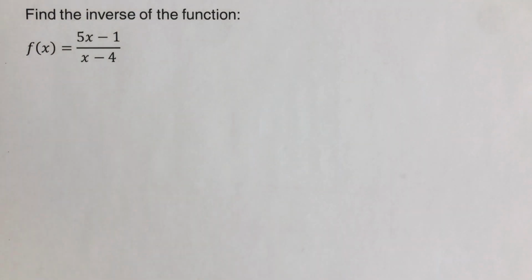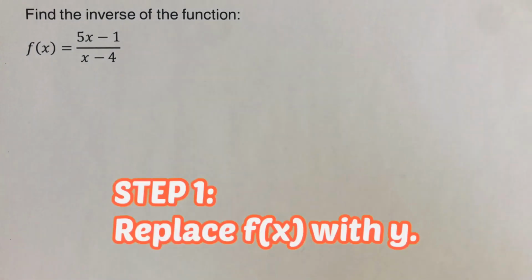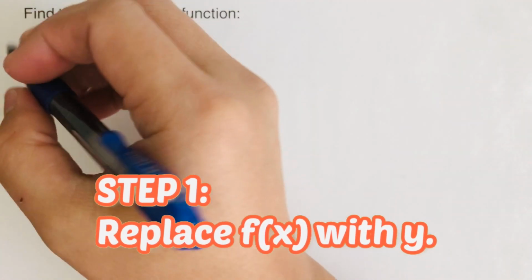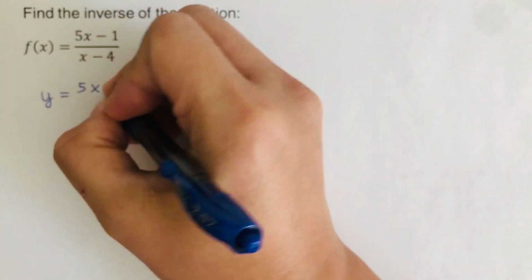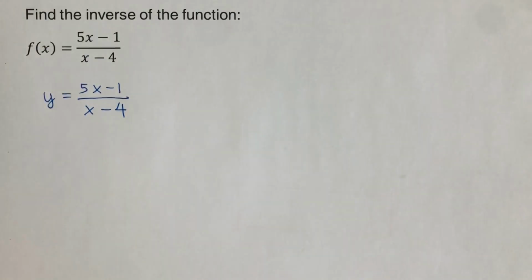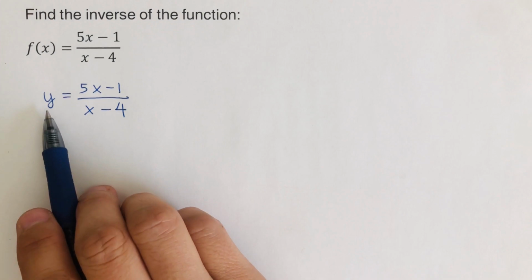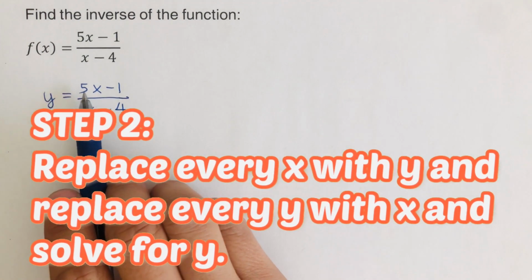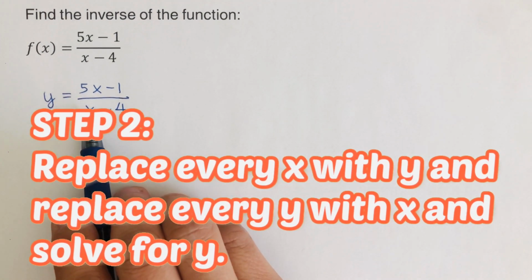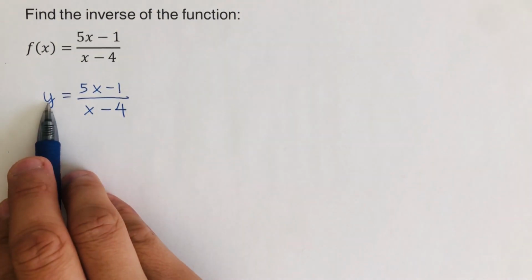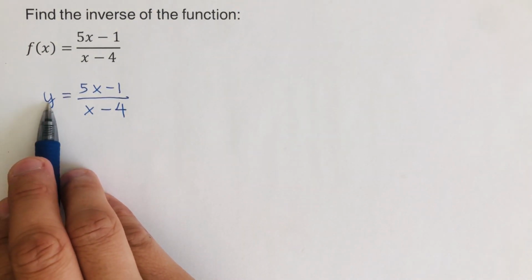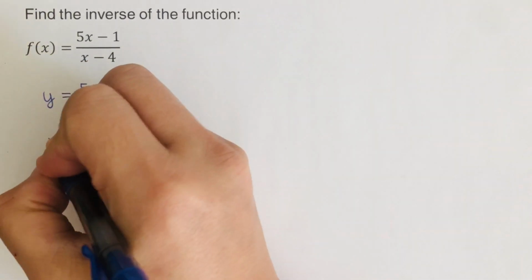Okay, so we go over the problem here. Again, the first step is to replace f of x with y. Okay, now we're ready to move on to the second step. The second step is to replace every x with y and replace every y with x and solve for y. So then I can go ahead and rewrite this. Again, the y will become an x, the x will become a y.